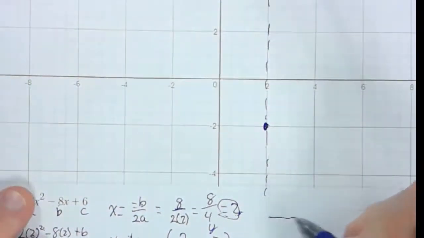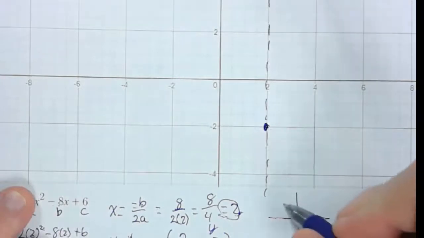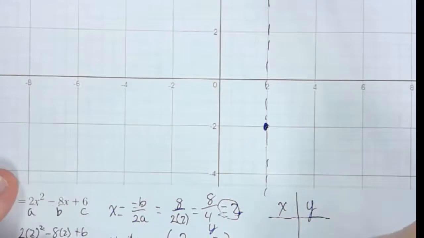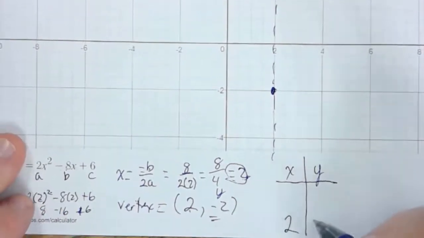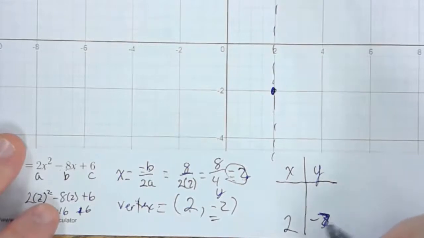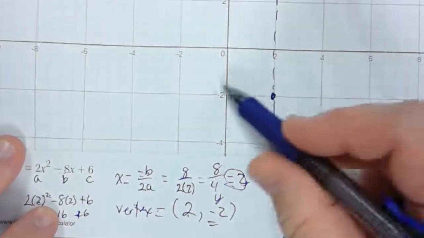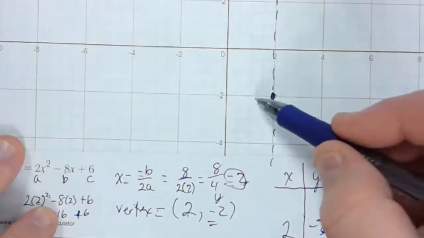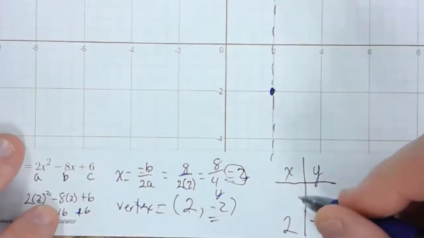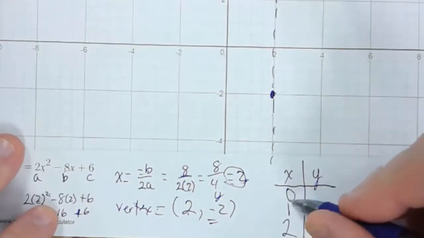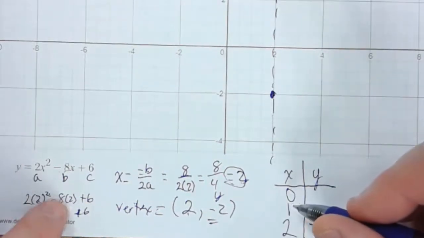I'm going to go put that on a table of values. So I have an x and a y, and I have a 2 and a negative 2. Now I want to pick points either on the right-hand side or the left-hand side of that dot. Well, the numbers that are smaller are on the left-hand side, so I'm going to choose those, and that would be a 1 and a 0. And I'm going to substitute these numbers in place of x the way I did the 2 here.